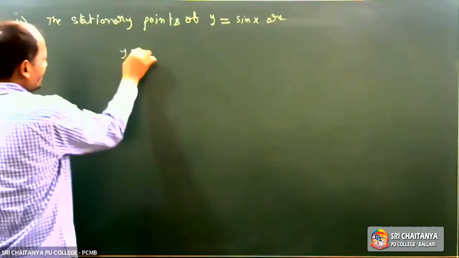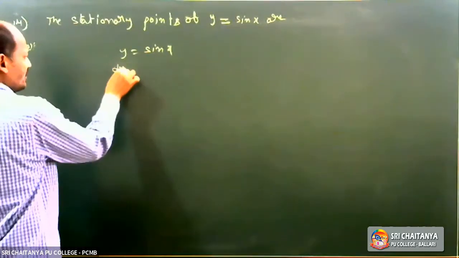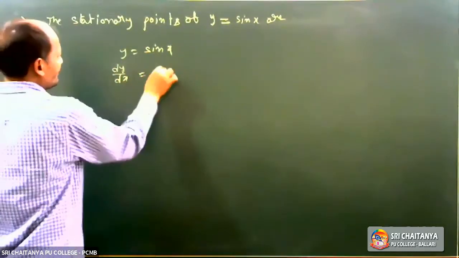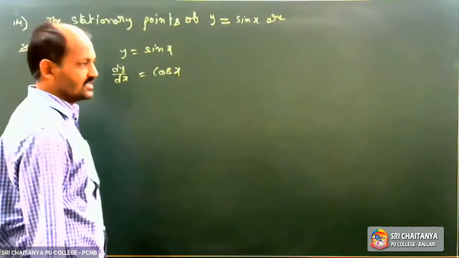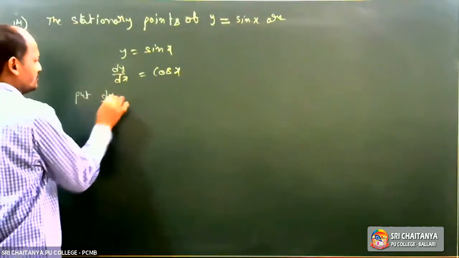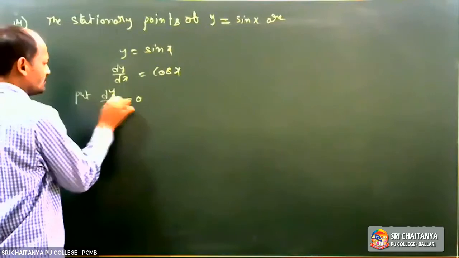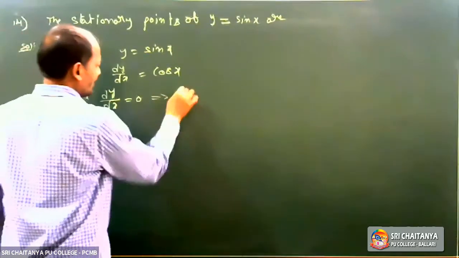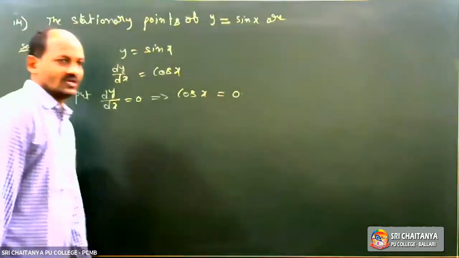So here y is equal to sin x is the given function. What about the derivative? The derivative of sin x is cos x. Put first derivative equal to 0. That means cos x is equal to 0.